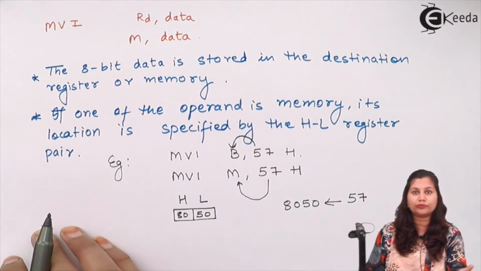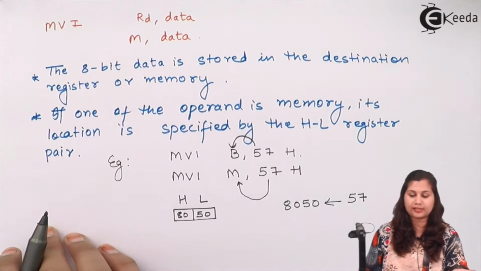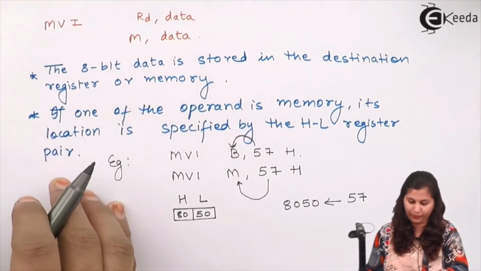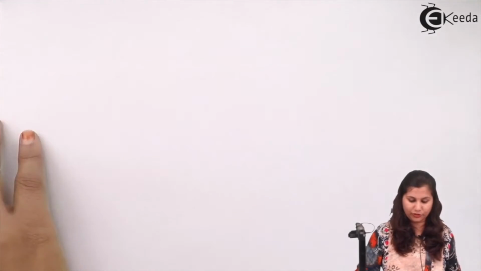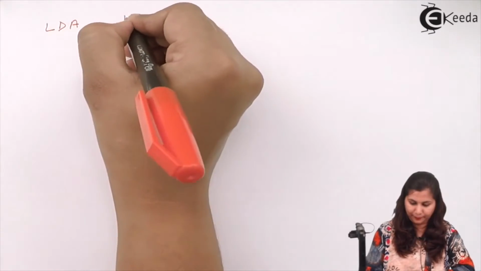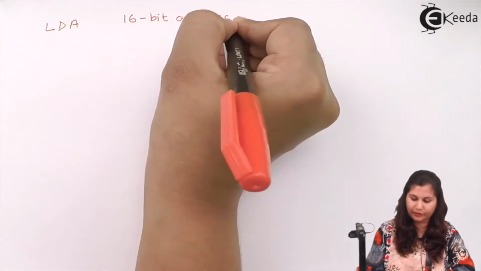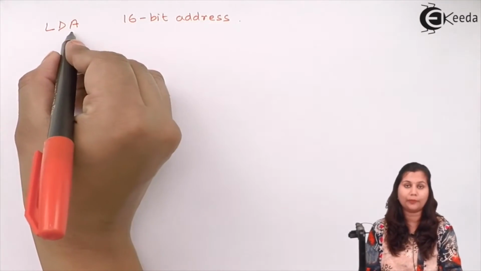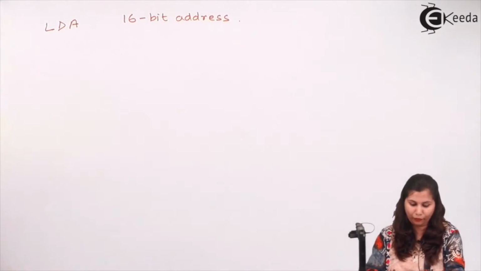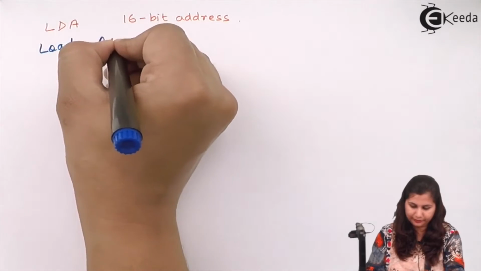So earlier was moving the contents of the register or memory to another register. Here we are moving the data to the register or memory. Third data transfer instruction is LDA, and the operand is a 16-bit address. This is our opcode, and this is our operand on which the operation has to be performed. This instruction is load accumulator.